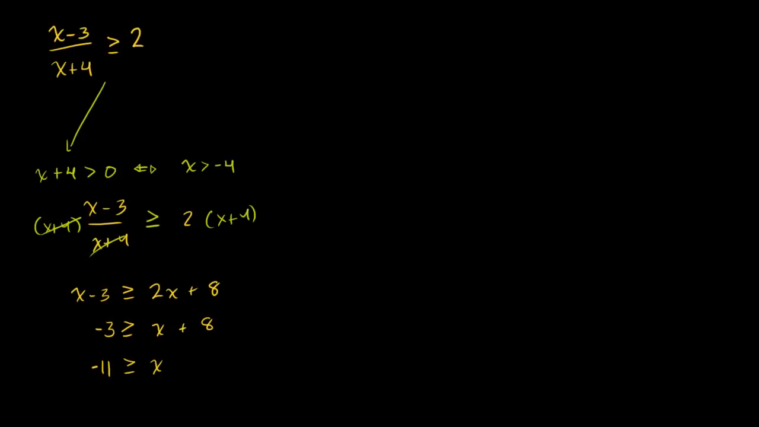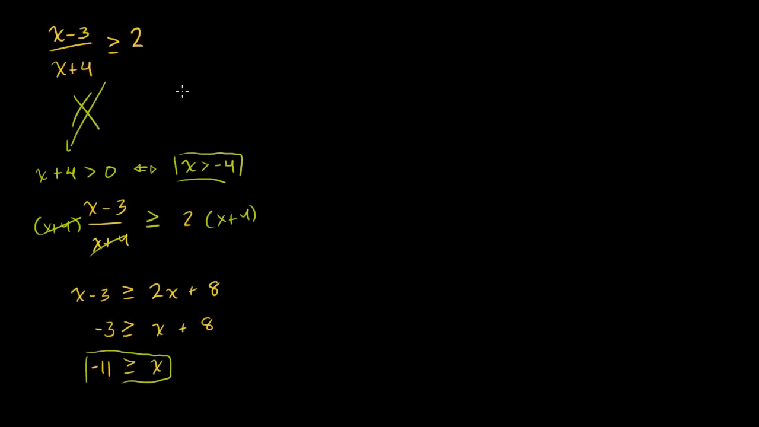Now that seems a little bit nonsensical, right? In order for this statement to be true, x has to be both greater than minus 4 and less than minus 11. Anything greater than minus 4 is going to be greater than minus 11. So there's no x that satisfies this equation. If we assume that x plus 4 is greater than 0, we just end up with a nonsensical solution, so we can ignore that path. There's no situation in which x plus 4 is greater than 0 and we actually have a solution to this equation.